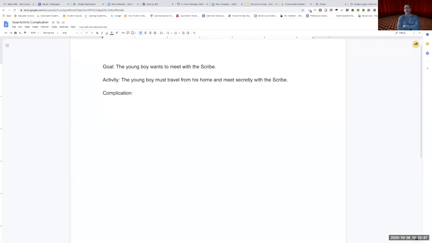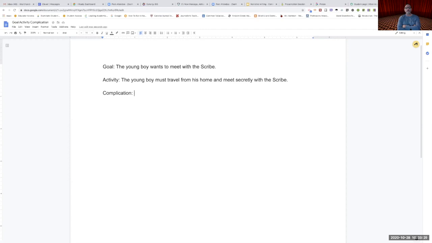What's the complication? So for instance, a goal for me, and this is true to life, is I need to go to the store, right? I need food for my house. So the activity is I have to go to the store. What's the complication? The complication could be a twister. It could be construction on the highway. It could be that the store is closed because of COVID-19. So there's all types of different things that could create complication. So I'll keep an eye on the chat.